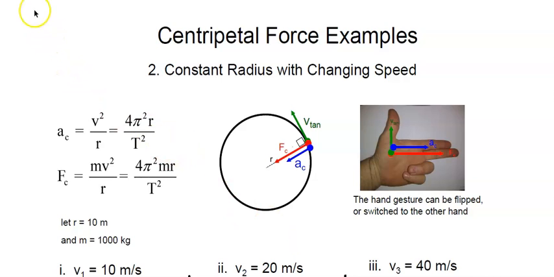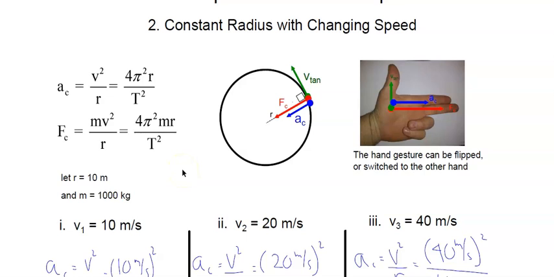Alright, let's get started. In today's problem, we're going to still maintain a car's mass of 1,000 kilograms, and we're going to have a 10-meter circle. However, we're going to start with a velocity of 10 meters per second, then we're going to double it to 20 meters per second. We're going to double that to 40 meters per second. We're going to see how the centripetal acceleration and centripetal force vary with this doubling of speeds.